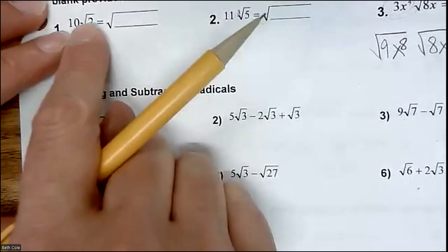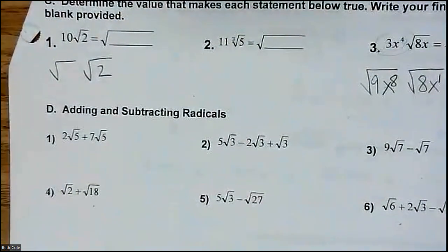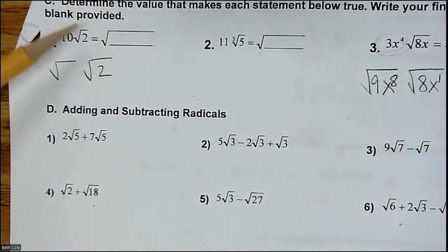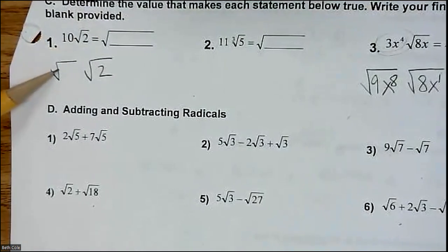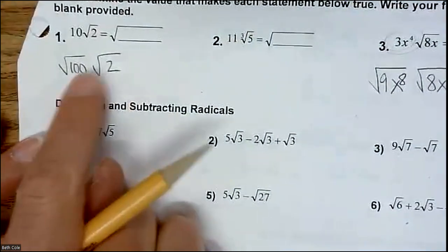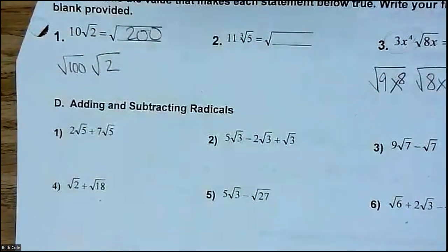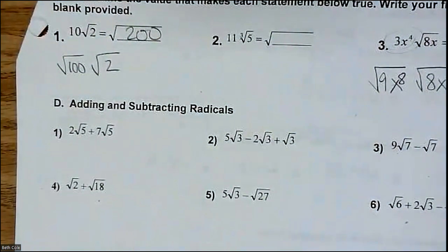Here, let's do another one. Go back to number 1. Draw 2 little houses. And the 2 is just going to stay. And then instead of square rooting, you're squaring. So what is 10 squared? 100. And then you would just multiply those together. It would be 200. We did that. It's just been a while.